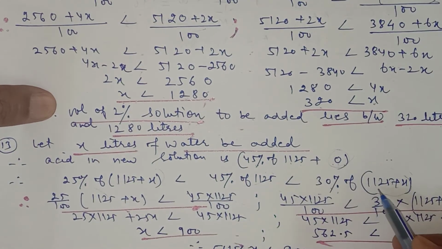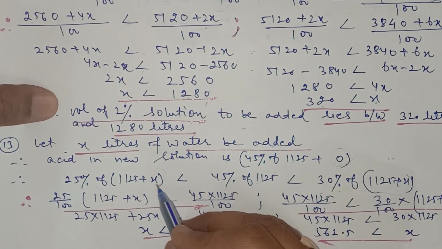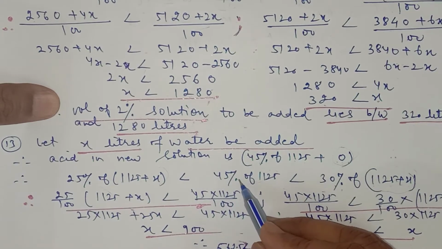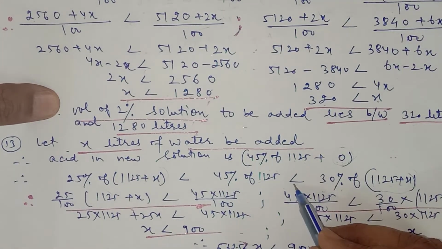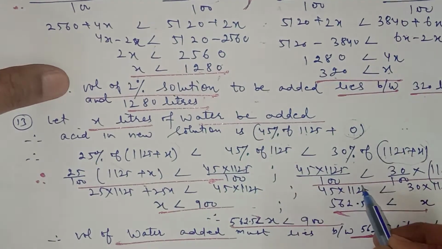The new solution is 1125 plus x. Because we have added water, naturally the solution will become 1125 plus x. So 25% of this is less than this, and 30% is greater than this. Solve them individually: this less than this less than this.